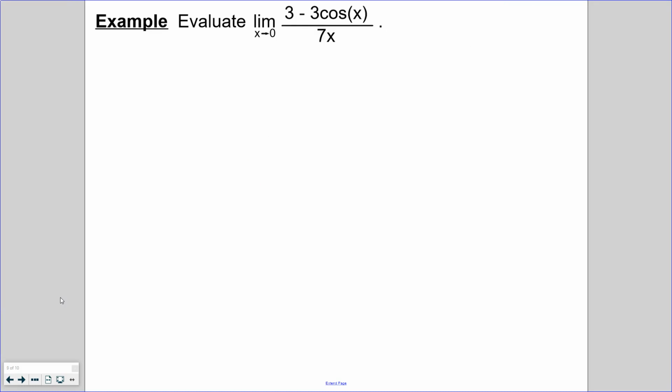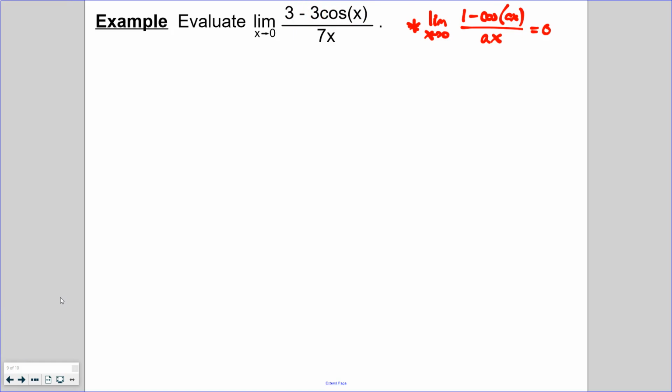All right, next up, we're going to evaluate the limit as x approaches 0 of (3 minus 3 cosine of x) over 7x. Now this one looks a little bit similar to the identity, the limit as x approaches 0 of (1 minus cosine of ax) over ax, and that would equal 0. Well, if we look, the limit does approach 0, so we're good in that category. Let's see. We have a number minus a cosine, so in that aspect, we're good. But the problem is that we don't have 3's in the identity.